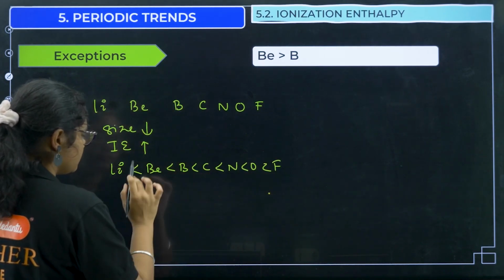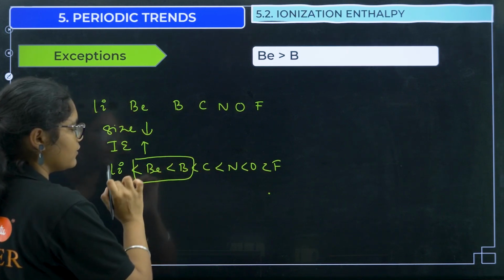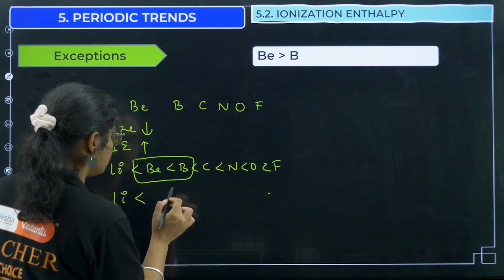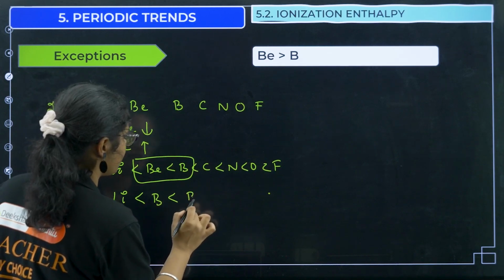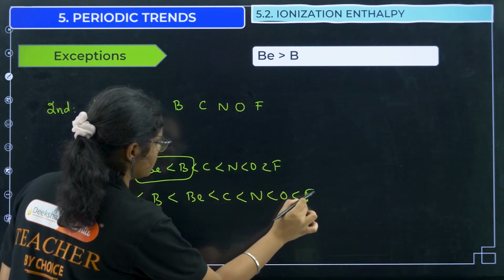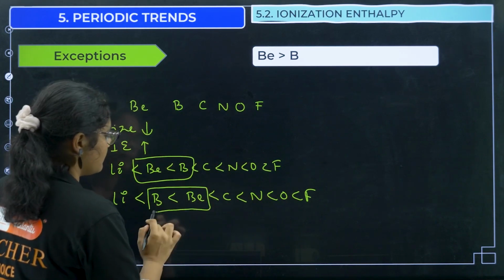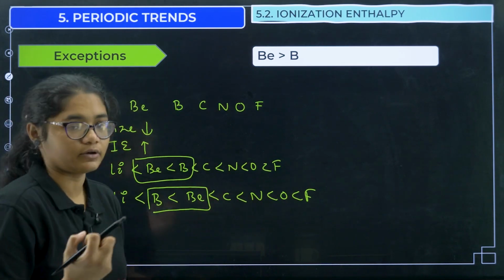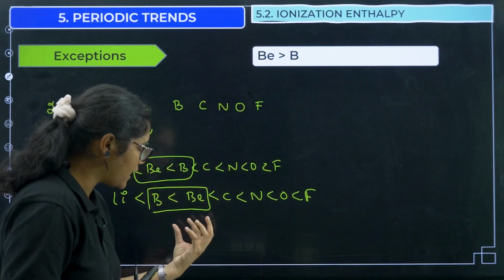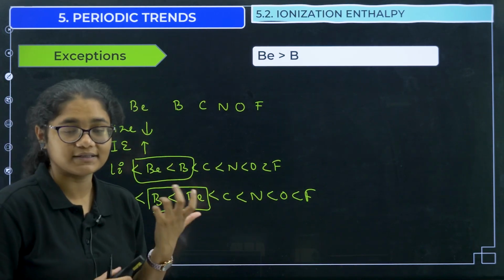Now if you see, there is an exception here. What is that exception? It says that lithium, then we have boron, and then we have beryllium, carbon, nitrogen, oxygen and fluorine. Okay, here is the exception. Beryllium is having more ionization energy than boron. What is the reason here?